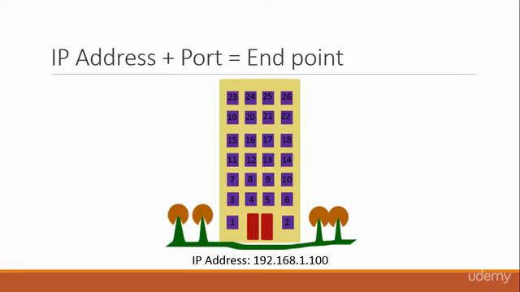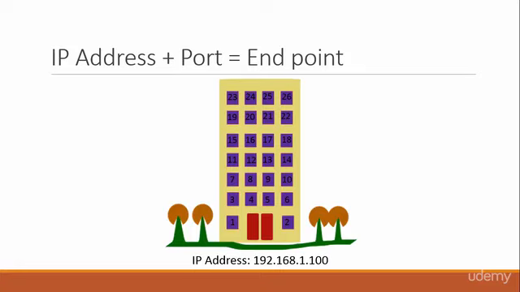Just like apartments, a computer contains a large but finite number of ports, each identified by a numeric value. A single port can be used to send or receive data by only one process at any given time.